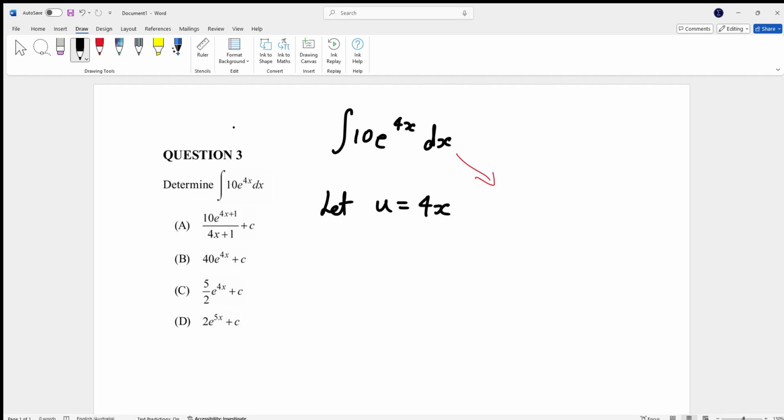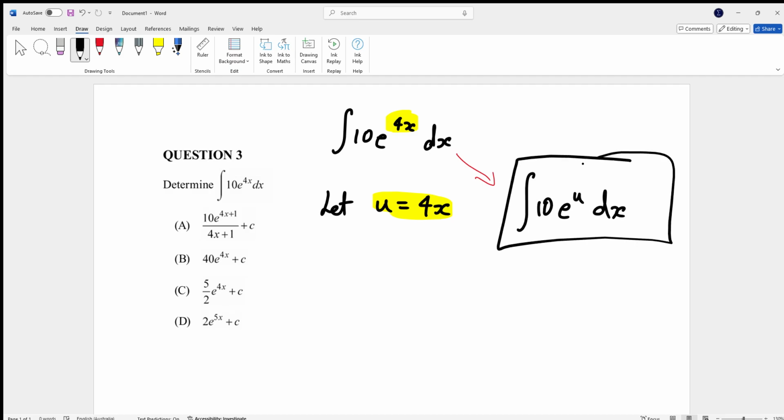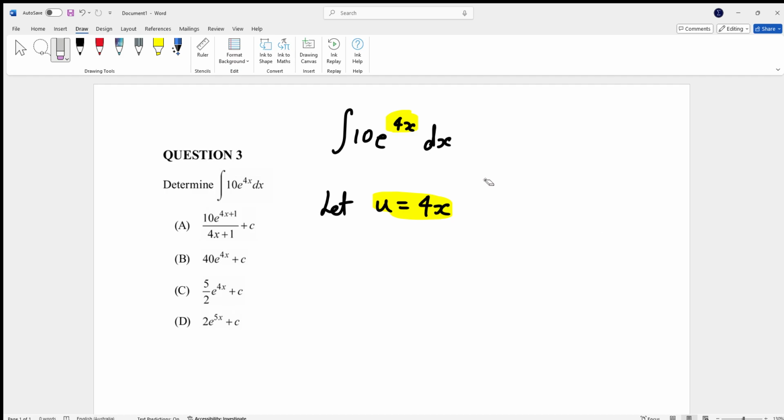What we then want to do is, if we were to substitute this in right now, so if I were to replace that in there, I would have this as an integral. The integral of 10e to the u dx, which doesn't make any sense at all because I have two variables now. I need to somehow replace this dx with a du while getting rid of that dx pretty much. So to do that, we're actually going to differentiate u to get an expression for du over dx. So if I were to differentiate this, I get du over dx equals 4.